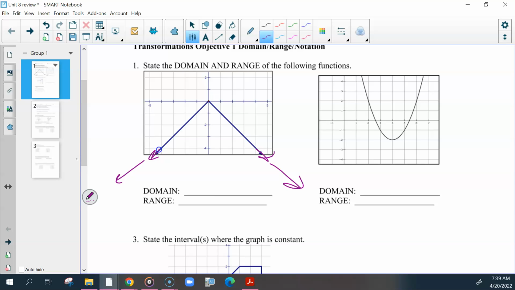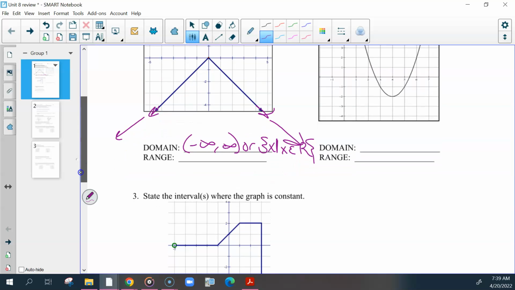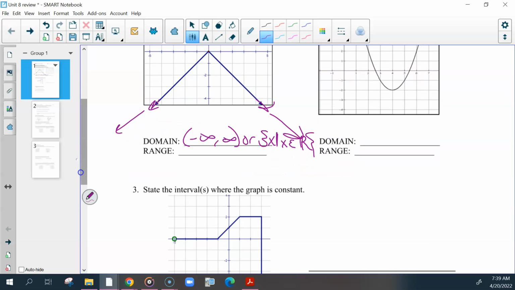You can write these in interval notation or set builder notation. So from negative infinity to infinity would be your interval notation. The curly brackets, that's x with the line, and then x ∈ ℝ is your set builder notation. That's more to write, so you don't have to do it that way. Interval notation is fine.